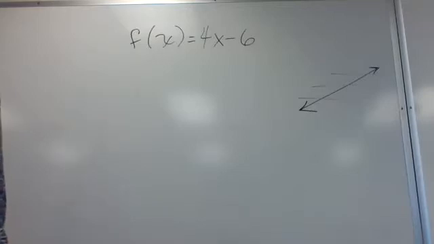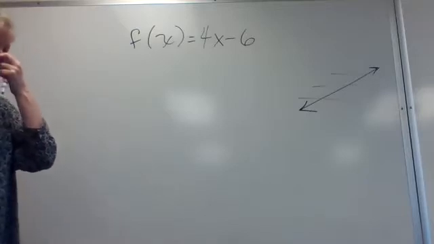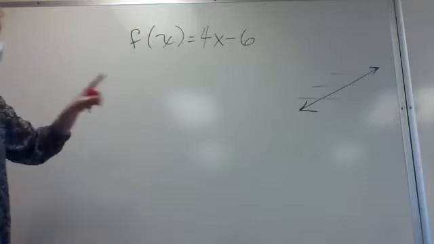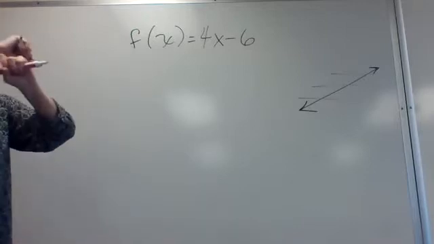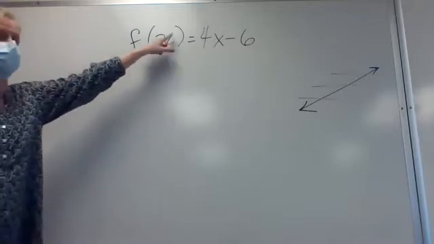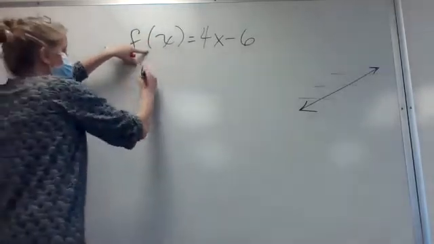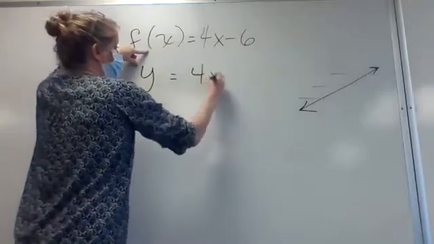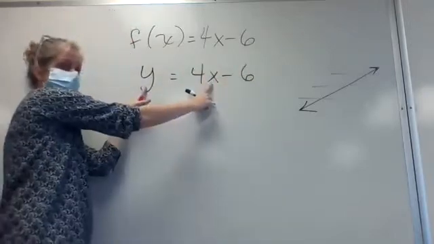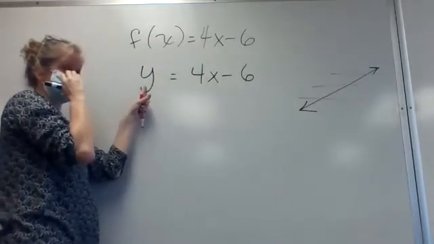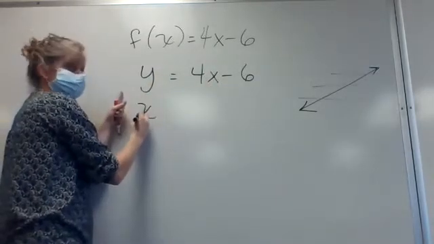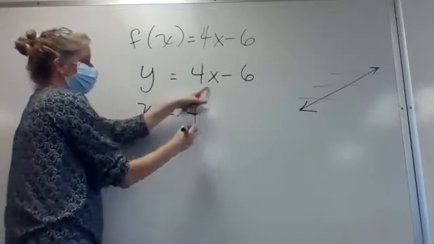Hang on, I'm not 100% sure I understood yet. The only thing you're inversing is the x and the y. So what do I do first? I change this to y. The only thing that's changing when you invert, right? So this is going to turn to x equals 4y minus 6.